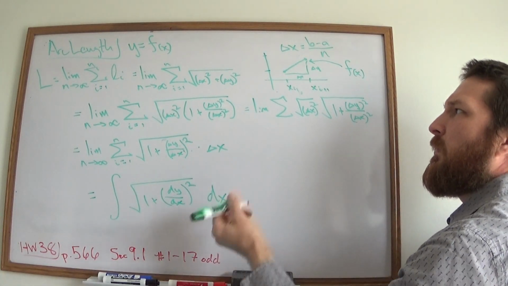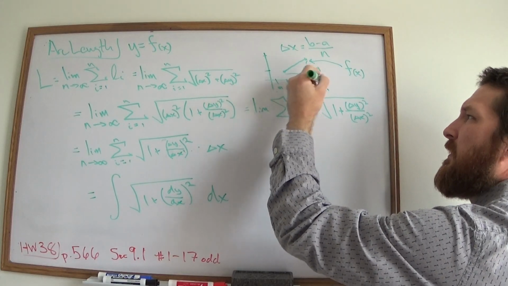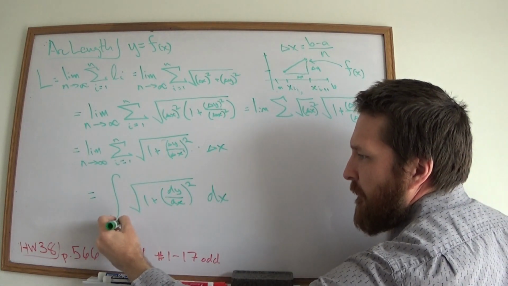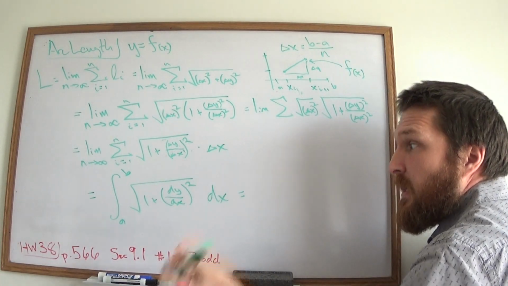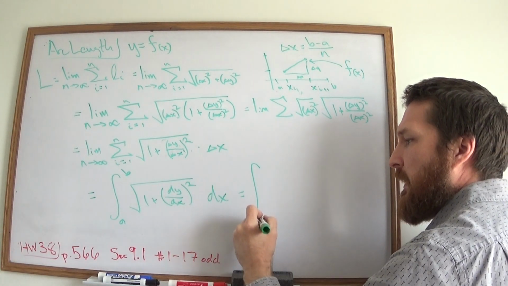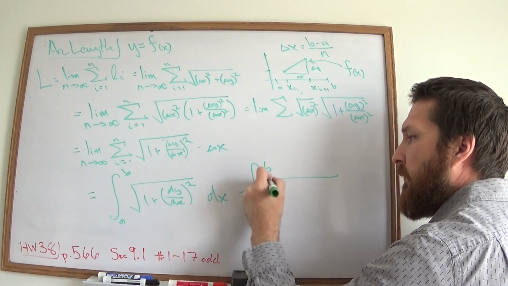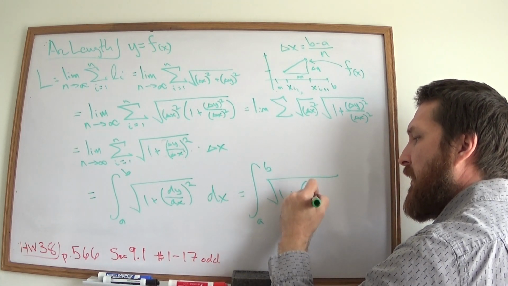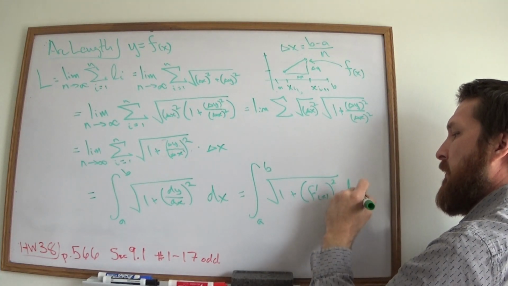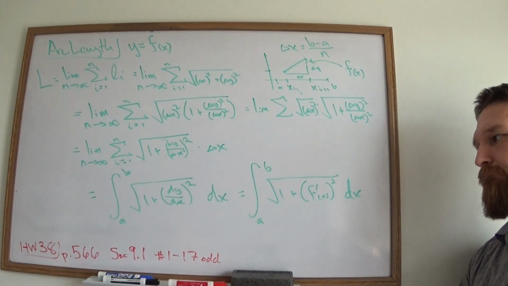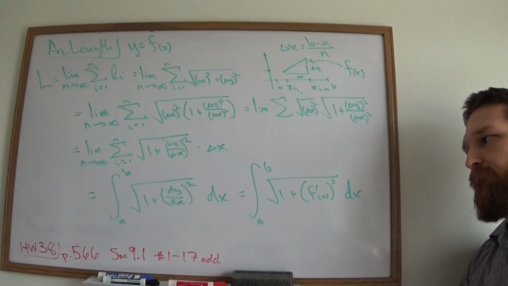From where to where? Where were we integrating from? What was our domain? A to B. From A to B. And so there's your answer, or you could rewrite it as the integral from A to B of the square root of 1 plus f prime of x squared dx. So that's how you find arc length. That is the arc length.